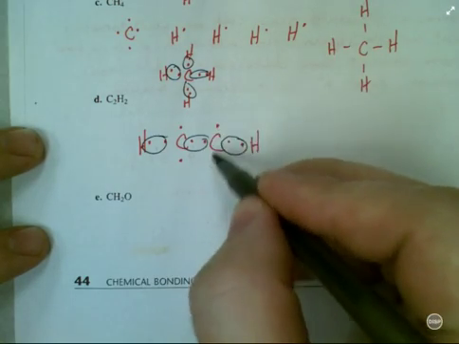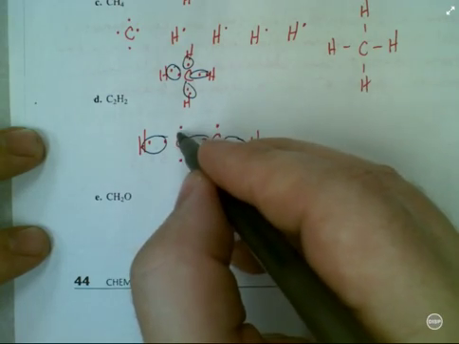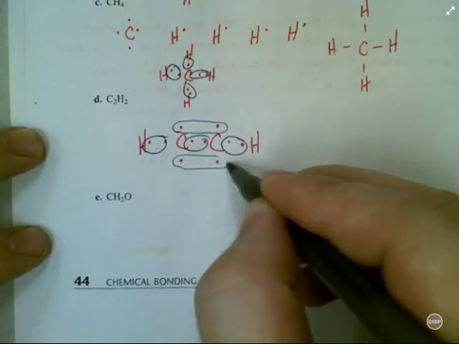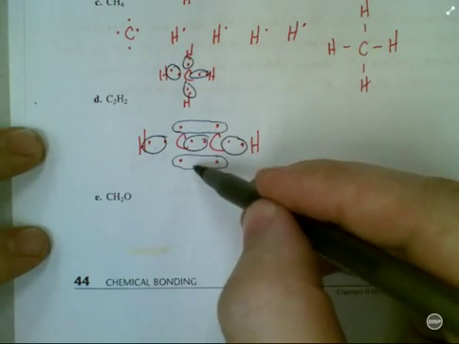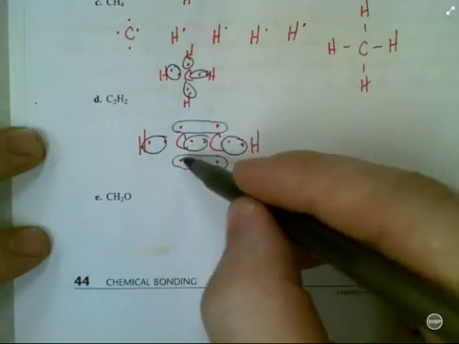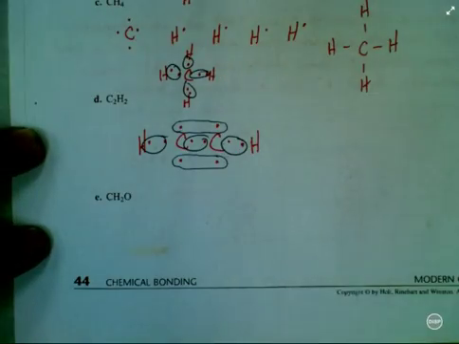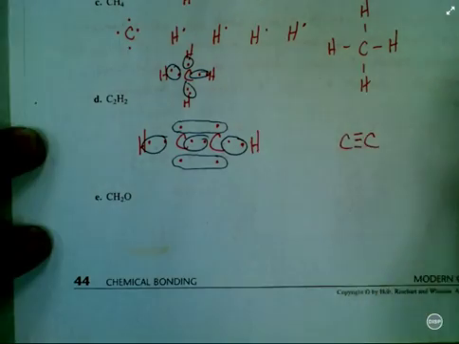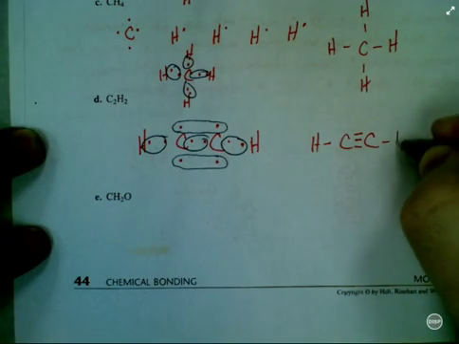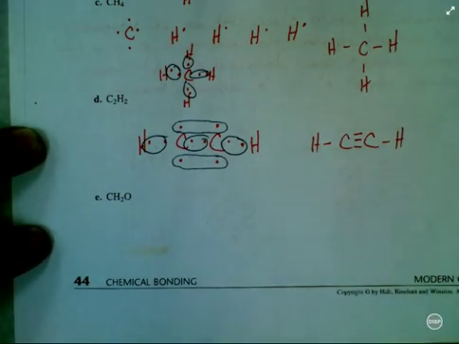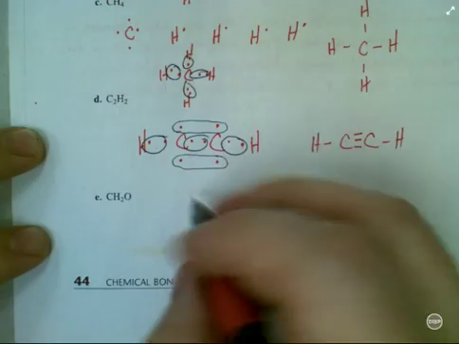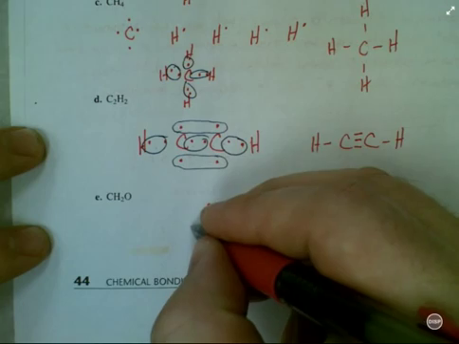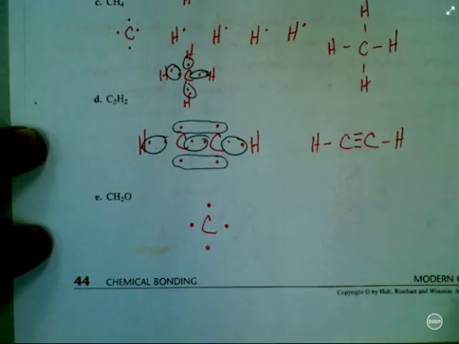But if you guys are noticing, we still have some unpaired valence electrons. So I can form a bond between these 2 electrons in carbon and then these 2 electrons in carbon. So I have 1, 2, 3 different bonds between the 2 carbons, a total of 6 shared electrons. That is a triple bond. So I'm going to have carbon, carbon, a triple bond, and then my 1 hydrogen on each. All right. That's C2H2. And then lastly, E, again, we have a carbon, 1, 2, 3, 4 valence electrons.